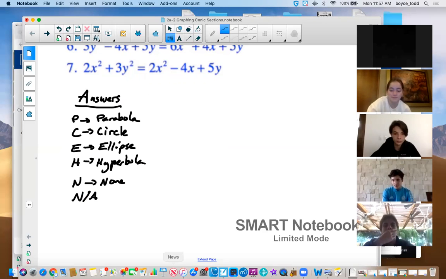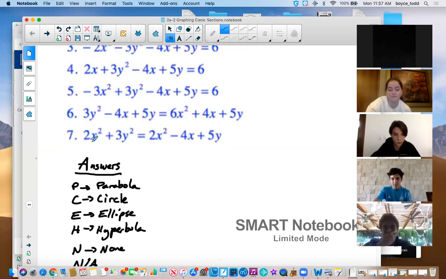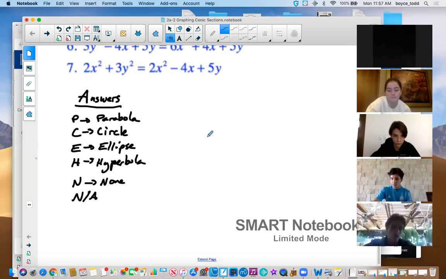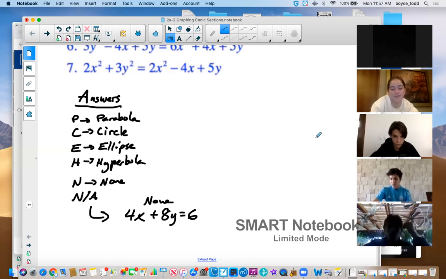That would always be if you have anything higher than second degree variables. If you had x cubed or x to the fourth or y to the fourth, or if you didn't have any squared terms. One example of not applicable is 4x plus 8y equals 6. This is none of them, because there's no x squared or y squared.